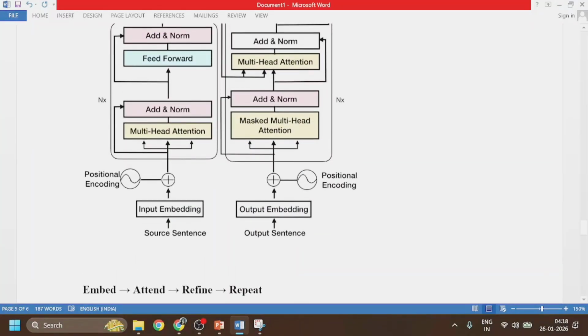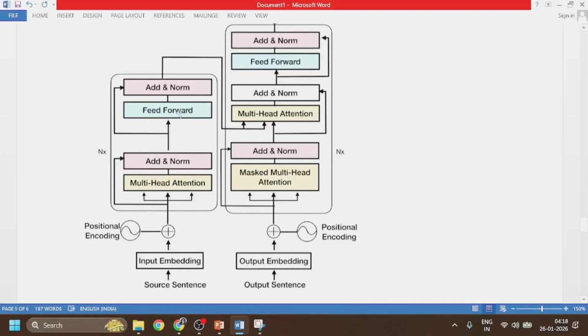Okay, so I'm going to explain again in like a story. Words are converted into numbers with embedding and positional information here. Then self attention lets each word look at all other words to understand the context. Finally, a simple neural network refines the information layer by layer to deeply understand the sentence.